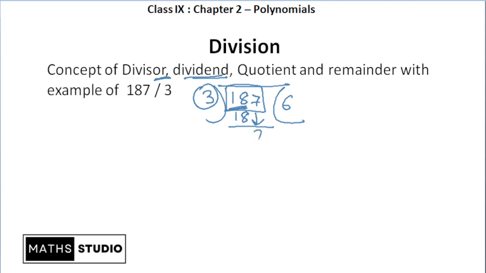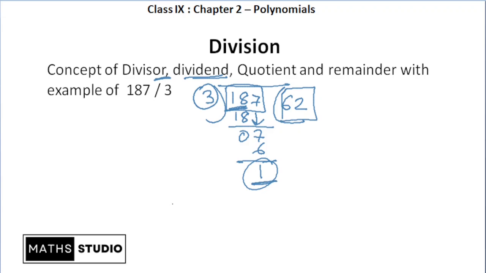7 comes down. Okay, this was 0. So how many times does it go? 2. 6. Remainder is 1. So 62 is the quotient, 1 is the remainder.